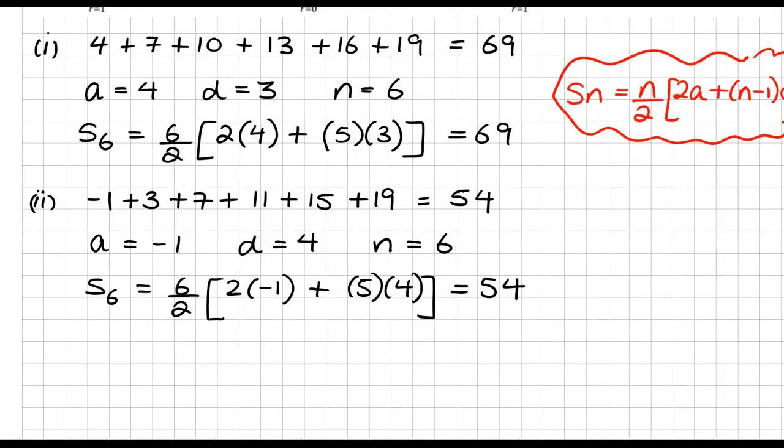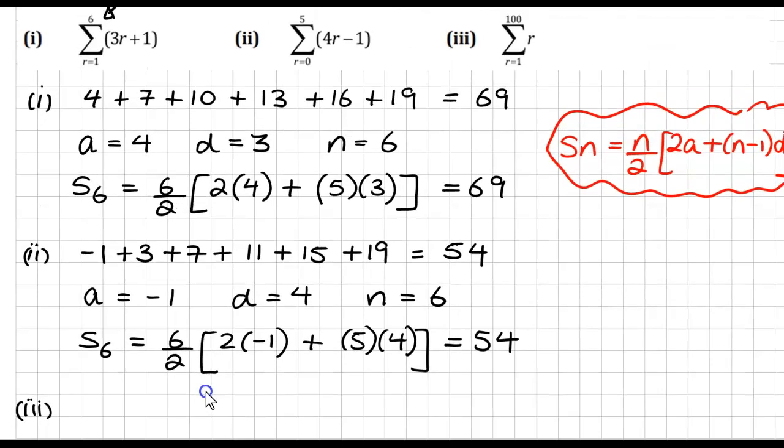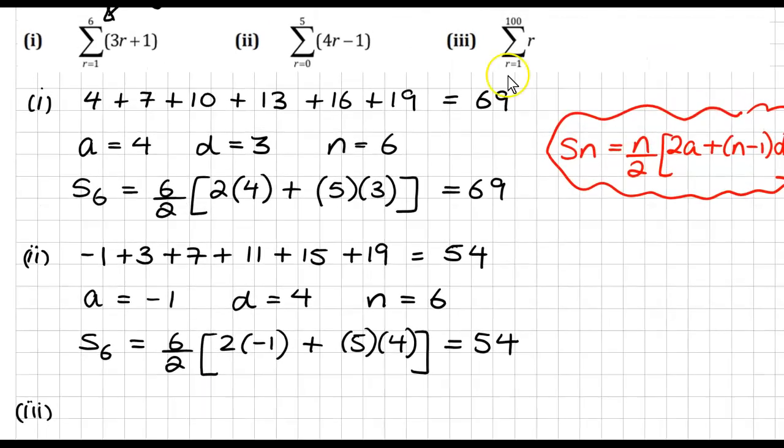And again that will give me out the same answer of 54. And then the last one, part 3, what we're looking at is the sum from 1 to 100 of, and we just have the letter R this time, so that means it's 1 plus 2 plus 3 all the way up to 100. So obviously you'd need to apply the formula for this, but we've done this in a previous exercise, and that gives us 5050.